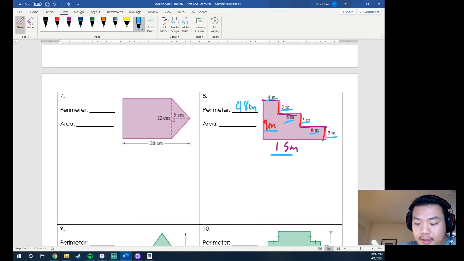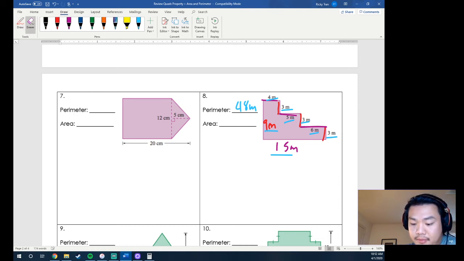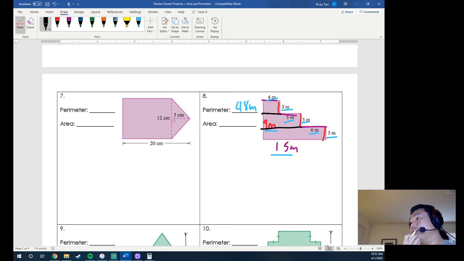For area, we're going to split it. So here's an example of how you can split it. You can split it down here to get 3 different shapes, or you can split it right here to get 3 different shapes. Okay? Either way works. Very easy, very simple. Let's do, I think this way is going to be easier. But honestly, I don't think it matters.